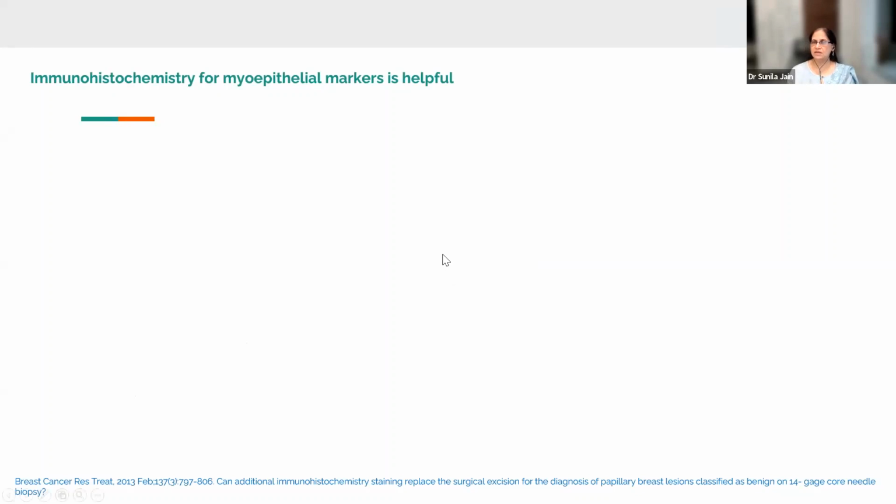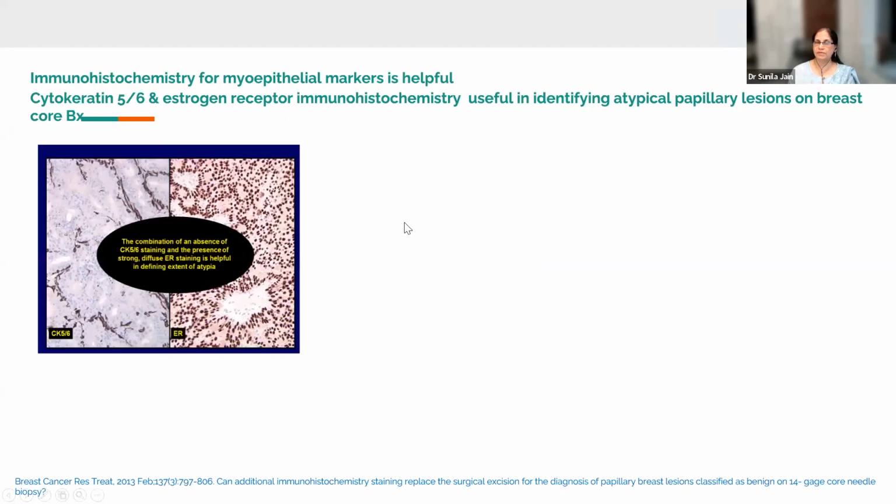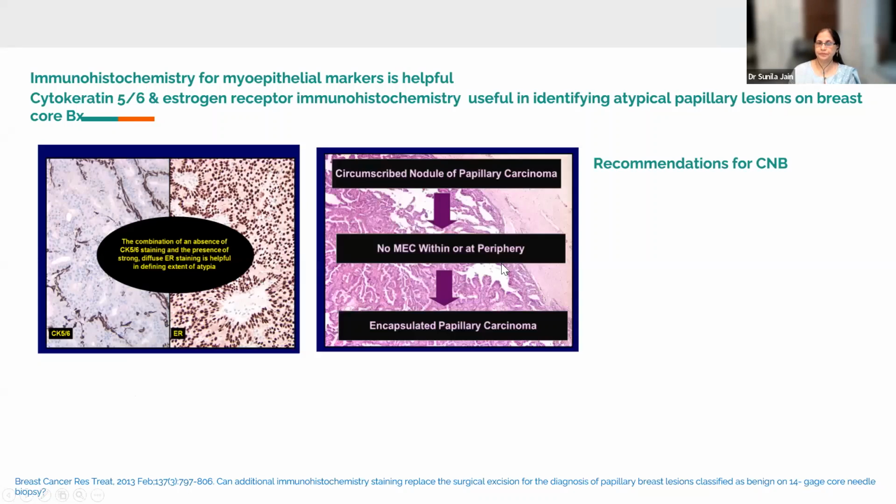Immunohistochemistry for myoepithelial cells is helpful both in the papillary lesions and in the atypical lesions. CK5 and 6 and ER are very helpful in identifying these atypical papillary lesions on biopsies. If we use a combination of CK5 and 6 and ER, CK5/6 will be absent in the atypical areas, and ER will be strongly and diffusely positive. So a combination of these two will help.